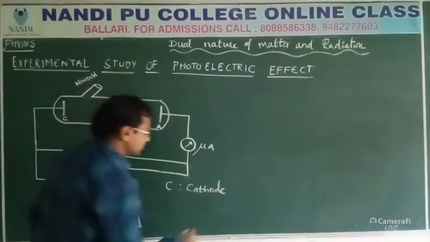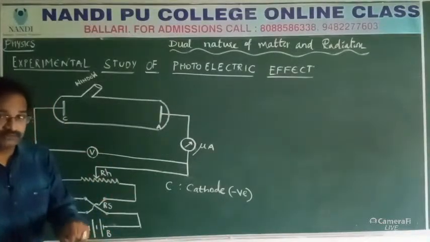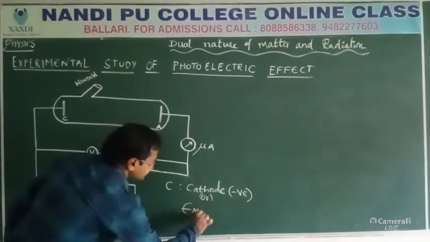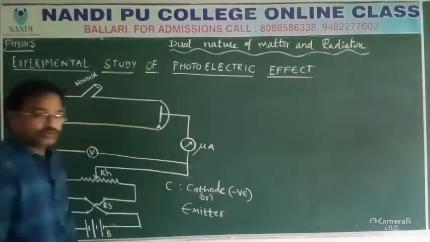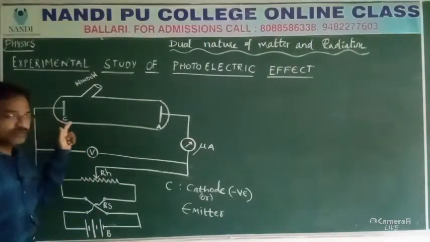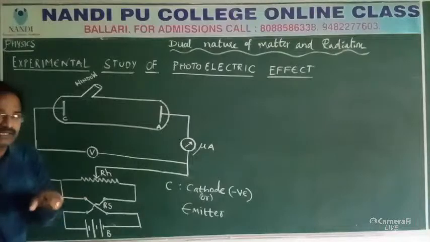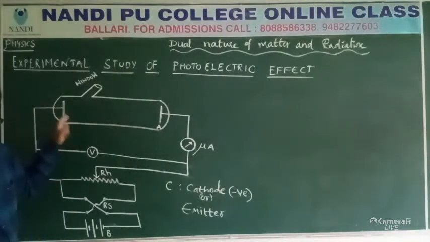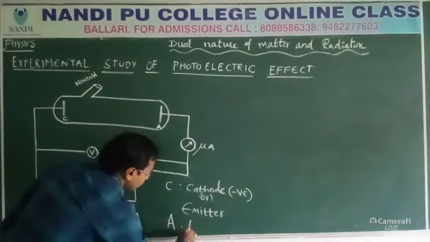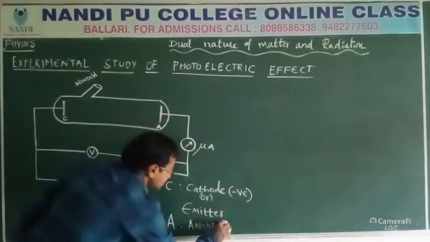We know cathode is a negative electrode. This is also known as the emitter. Cathode is also known as emitter or photosensitive material. Cathode must be a photosensitive material. Means what? When light is incident on it, you should get what? Electrons. It is a photosensitive emitter. Okay. Now A. So A is what? Anode. A is anode. Anode is positively charged.